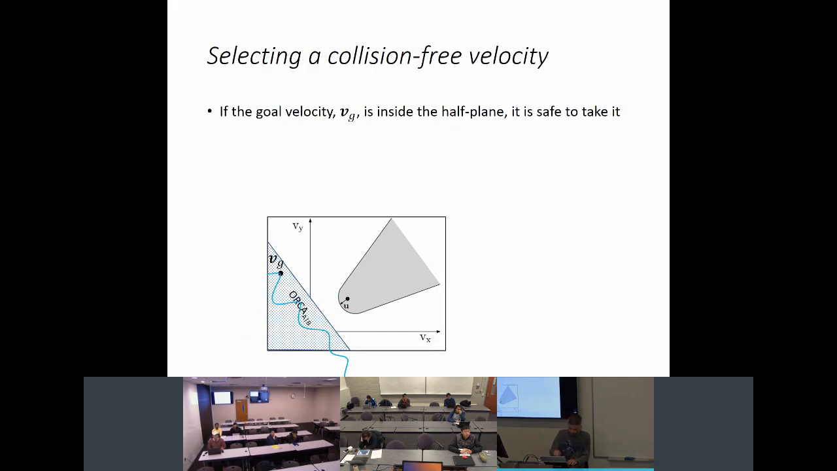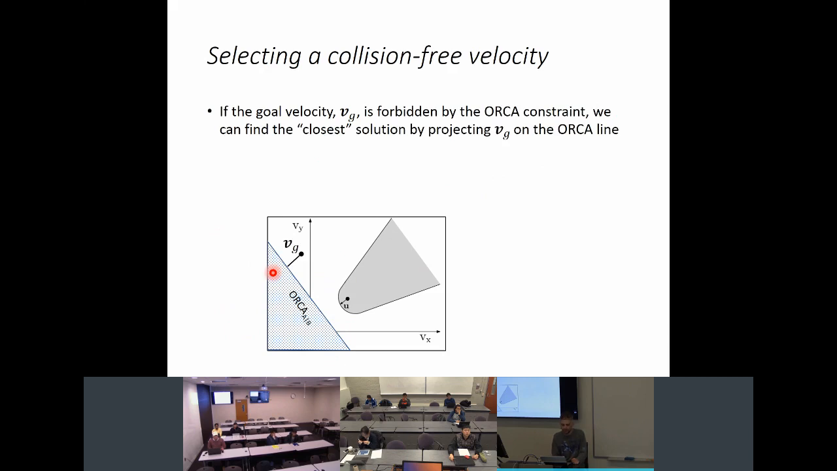Okay, so now if the goal velocity is inside the half plane, it is safe to take it. We can take this and we have solved our optimization problem, right? If the goal velocity is actually in the forbidden space, so if the goal velocity is in the other half plane, we can find the closest solution by simply projecting the goal velocity to the ORCA line, right? And now this is going to be my new velocity to take.